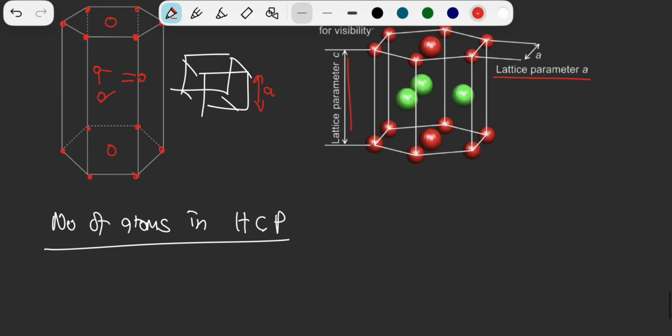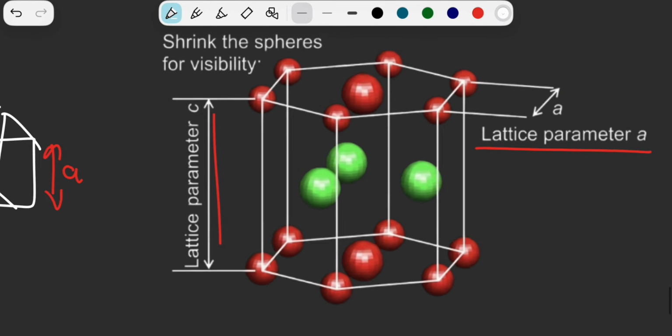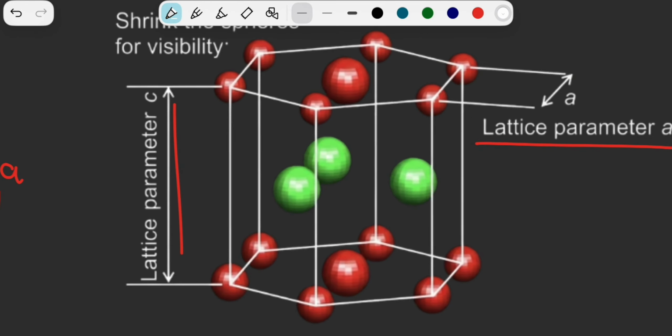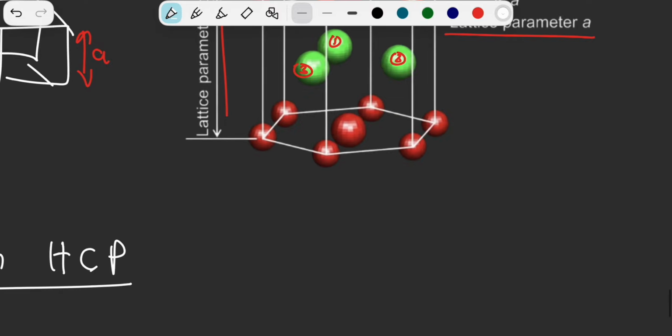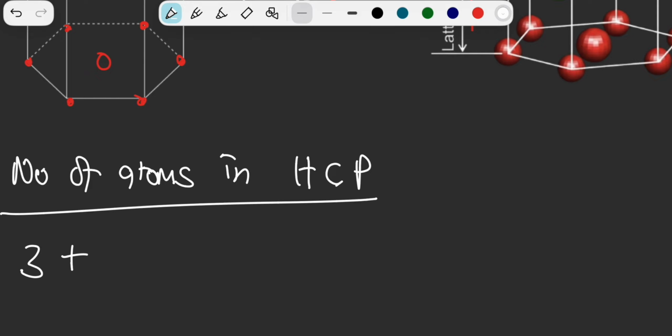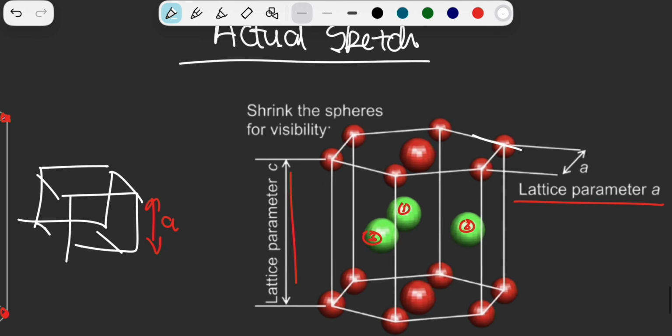The next aspect is the number of atoms. You might be asking me, what is the number of atoms in HCP? Which is a very important question to ask. The first thing that we're going to realize is we have three atoms in the center, which is very important. Atom number 1 over here, atom number 2, and atom number 3. So you have three atoms within the center. So it's going to be 3 plus, and you're slicing this up to create the hexagons.